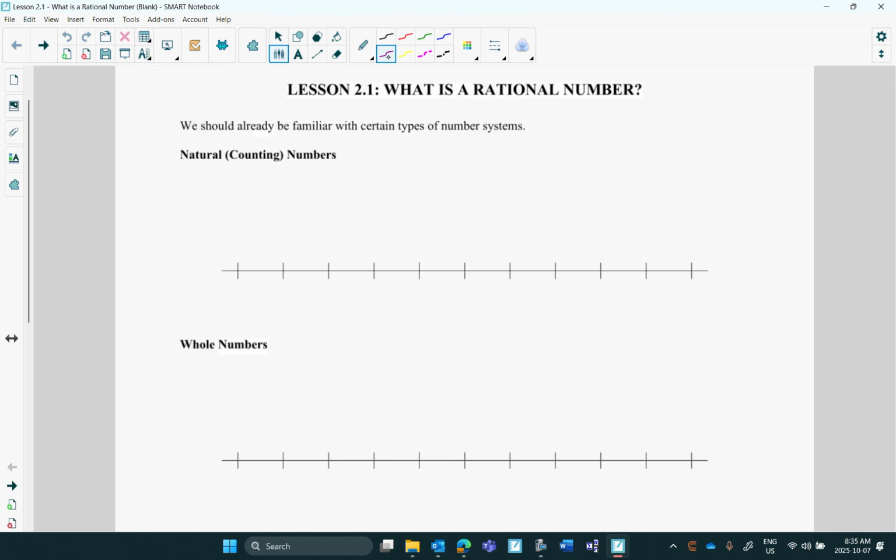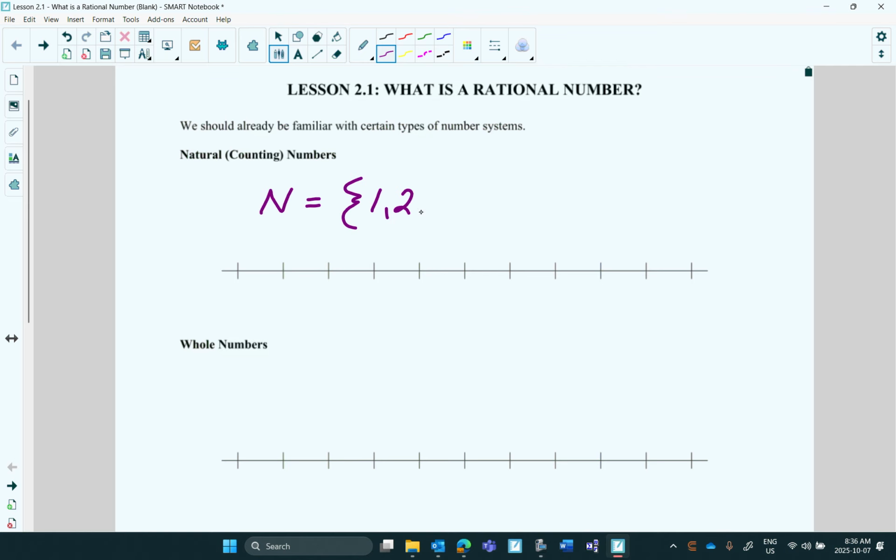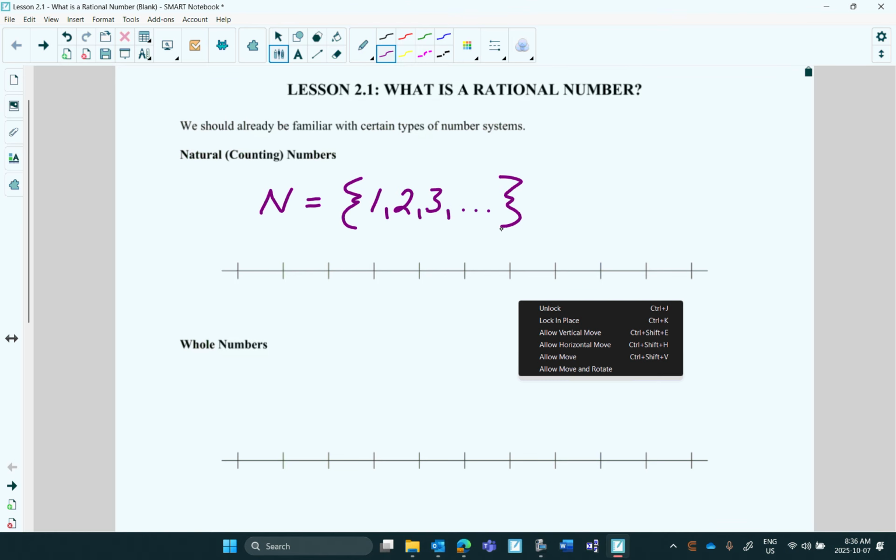We have what's called the natural or counting numbers. Those are the numbers that start at 1 and keep going up by 1 forever. So we call them capital N, and the way we show it mathematically is we use a brace, and then we just write the first few, and then dot, dot, dot to show that that continues. Okay? Those were the first numbers used.